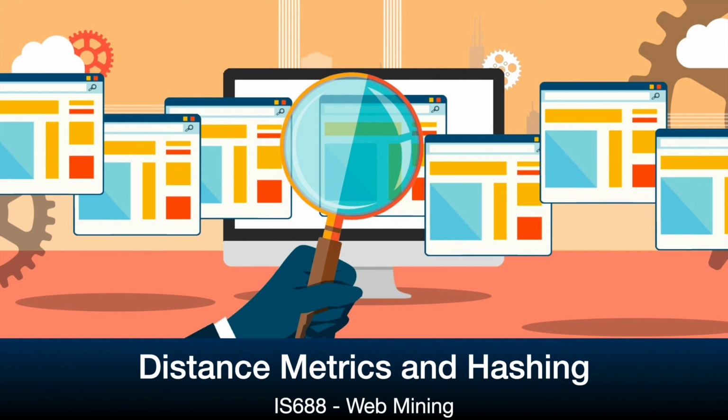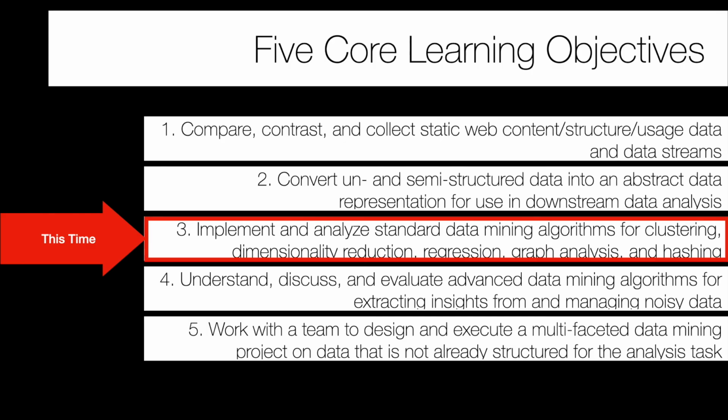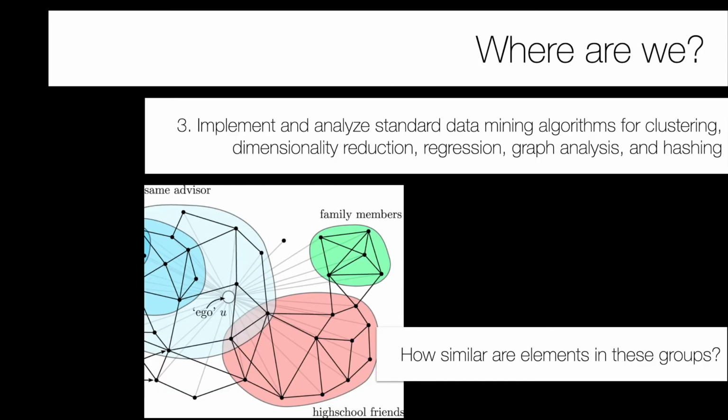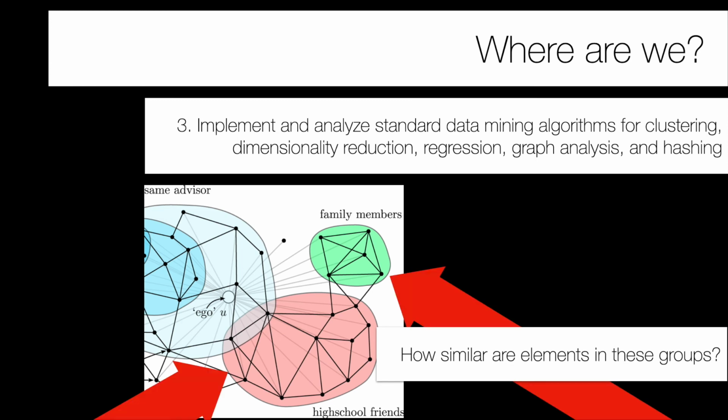Welcome to the Module 3 lecture on distance metrics and hashing. To place this part of the lecture, or this module, in the larger scale of the course, here we're going to be talking more about the third learning objective, about data mining algorithms for clustering and hashing, specifically talking about similarity in elements. So last time we talked about graphs and how we evaluate similarity in graphs. Now we're going to talk about what it means for two nodes in a graph like this to be similar, or two nodes in general, two entities to be similar.